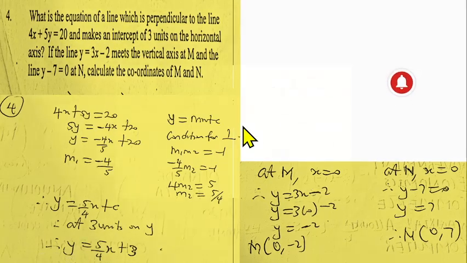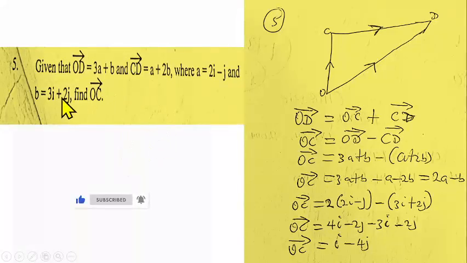Let's go to question number 5. Question number 5 is on vectors. We are given that vector OD is equal to 3a plus b, and vector CD is equal to a plus 2b, where a equals 2i minus j and b equals 3i plus 2j. We have to find vector OC. We can use the triangle law to solve this kind of question. So you can draw the triangle and label the vertices.